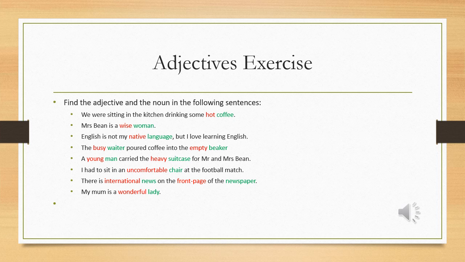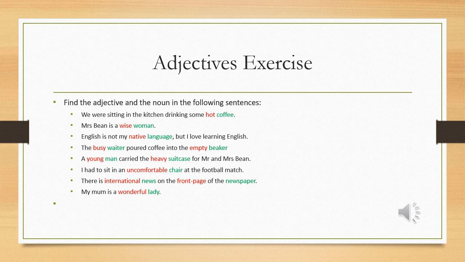The busy waiter poured coffee into the empty beaker. So here we actually have two adjectives, both busy and empty, with waiter and beaker being your nouns. A young man carried the heavy suitcase for Mr. and Mrs. Bean. So here we have young as an adjective to describe the man, and heavy is the adjective to describe the suitcase.